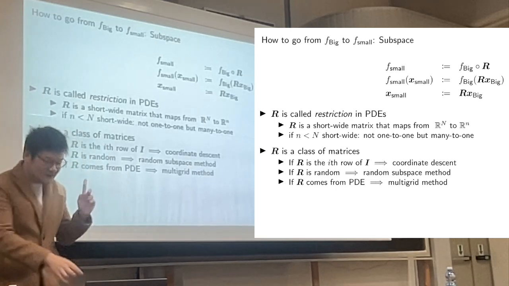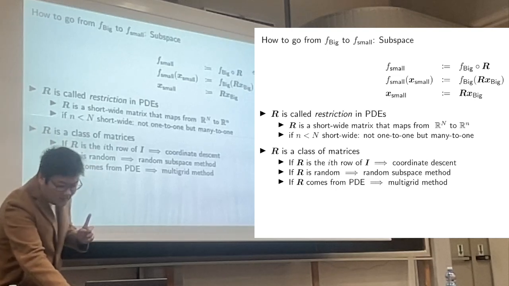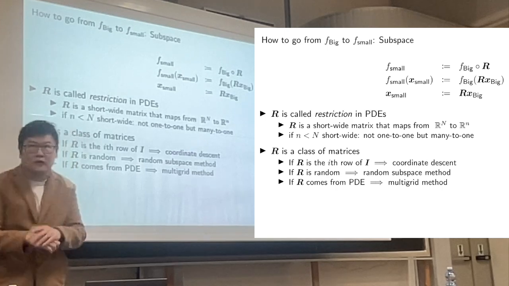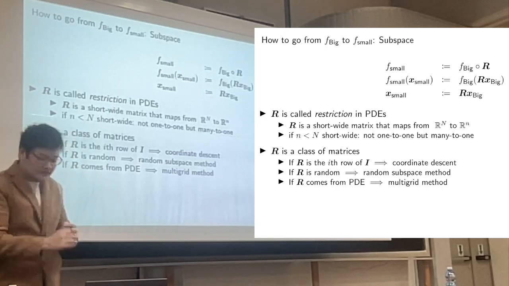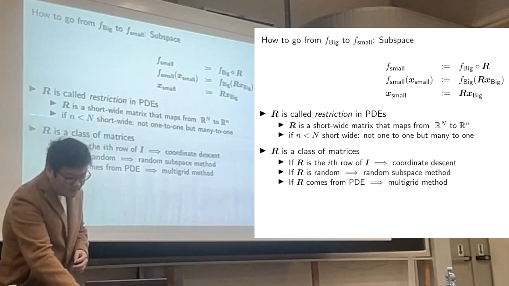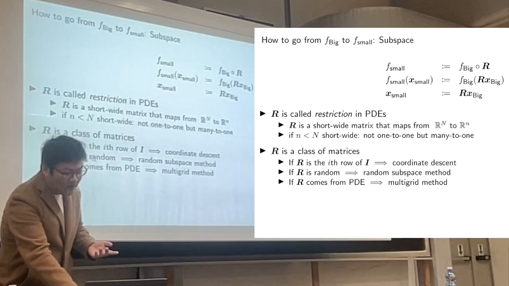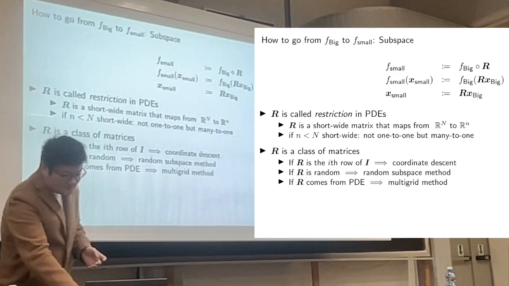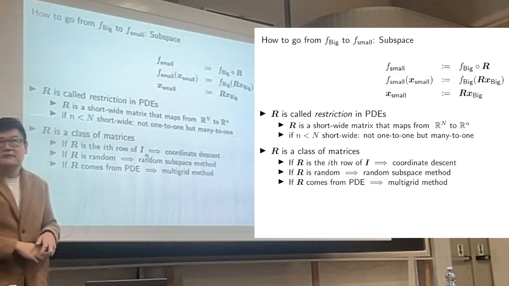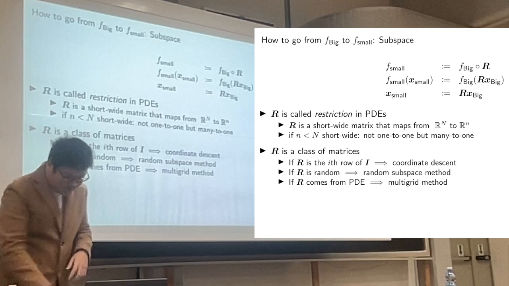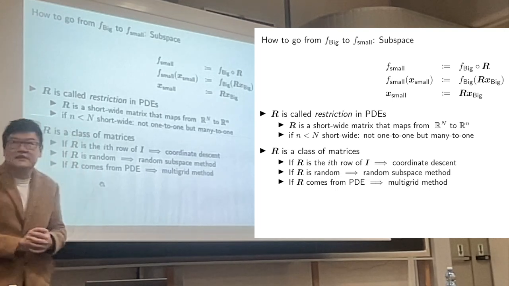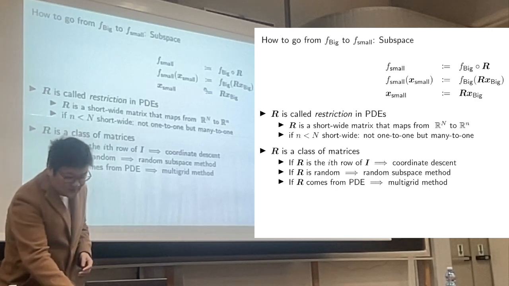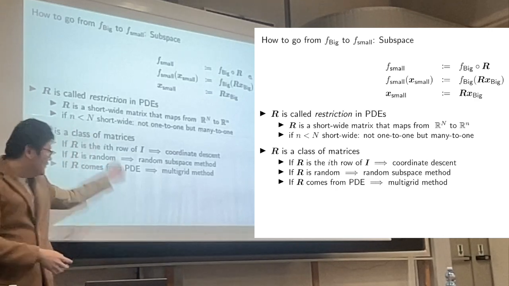In general, I said this is an abstract expression. R can be not a matrix, can be something else. But here, let's make it simple. Consider this is a matrix. Okay, then, for example, let's say R is random. You have a random subspace. And if R is some columns of the identity matrix, you have coordinate descent. And if R comes from PDE, you have multigrid. So in other words, this whole framework subsumes all these 3 methods.